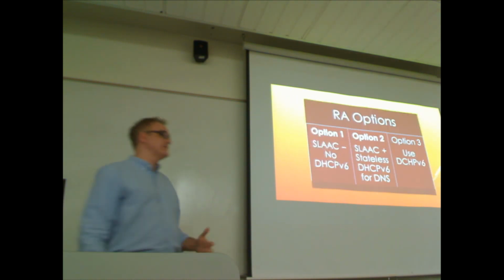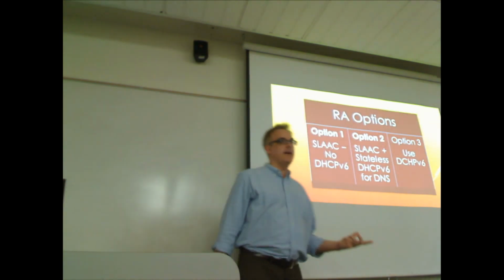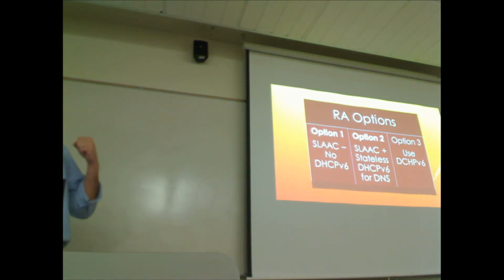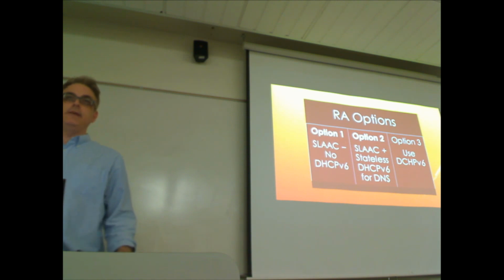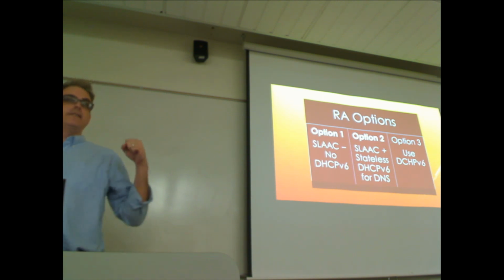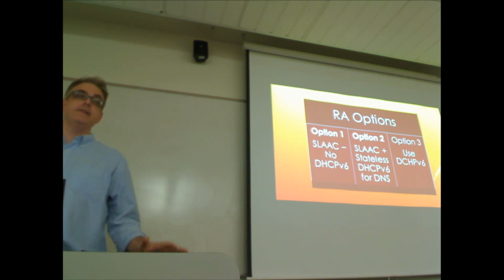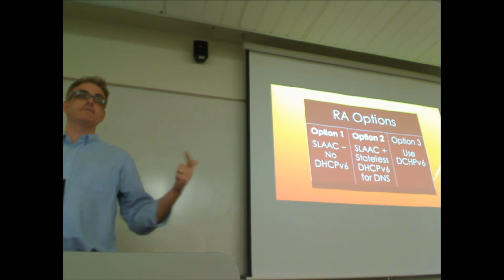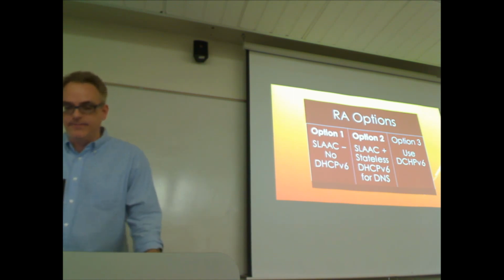So router advertisements now basically can be broken down into 3 options. All right. Option 1 is SLAAC with no DHCP, which just means that that host device is getting the bare minimum information it needs from the router. The 3 things I mentioned before: prefix, prefix length, and gateway information.